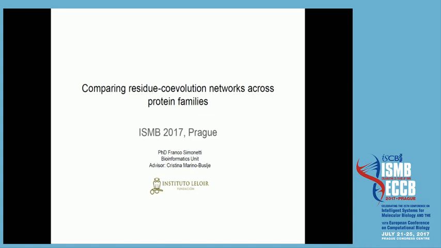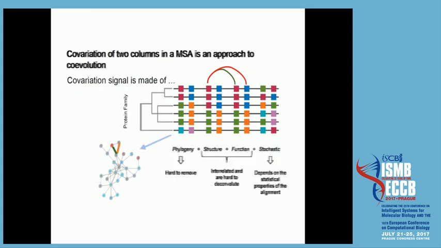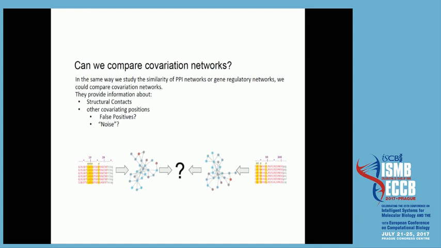I'm going to speak about comparing residue-coevolution networks across homologous protein families. As most of us know, covariation of two columns in an MSA is an approach to residue coevolution. And though the calculation of the covariation score is between pairs of positions, those pairs form a network. So our question was, can we compare covariation networks? And the answer is yes. In the same way we compare protein-protein interaction networks or gene expression networks, we can compare coevolution networks.